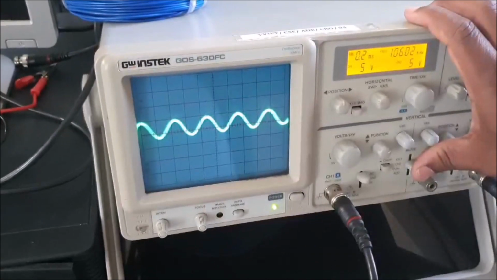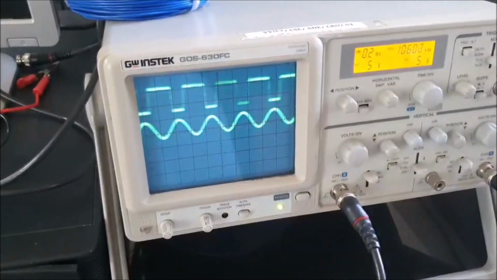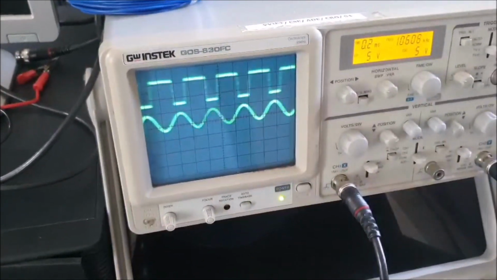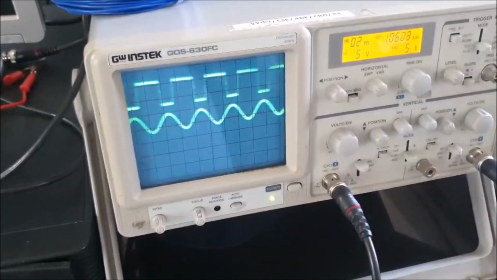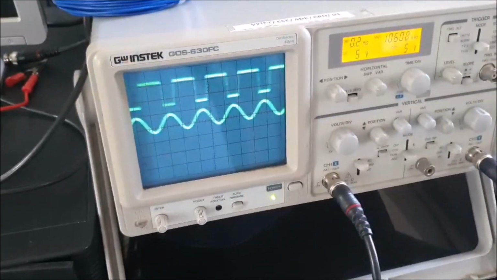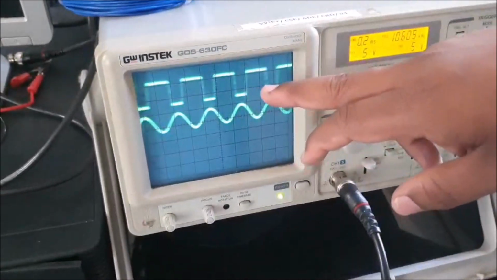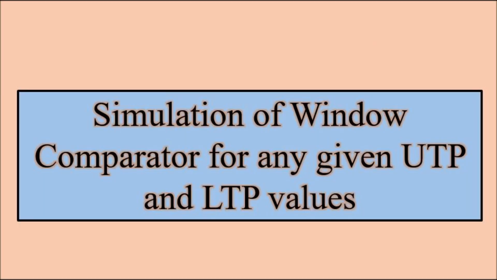If I turn the switch to the dual mode, I will get both of the waveforms. The first waveform is the output from the window comparator, and the second waveform is the output of the signal generator. The output of the window comparator has two states, high state and low state.